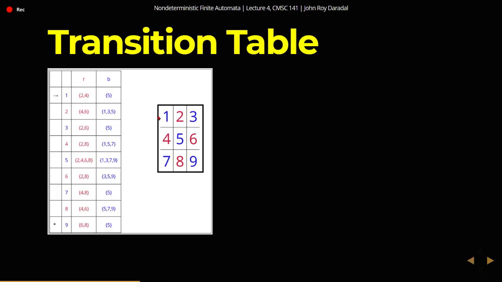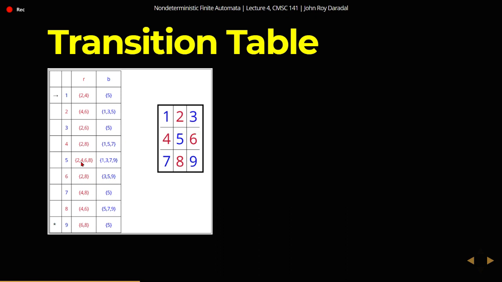So this will be the transition table for such an NFA. So for example, we start at 1, and our goal state is 9, and then on 1, if you take a red square, the neighboring red squares are 2 and 4. So we have 2 and 4 here. And then if you want a neighboring blue from 1, you go to 5. And then 2 on red, that would be 4 and 6. And then 2 on a blue, that would be 1, 3, and 5. 3 on a red, that would be 2 and 6. 3 on a blue is only 5.